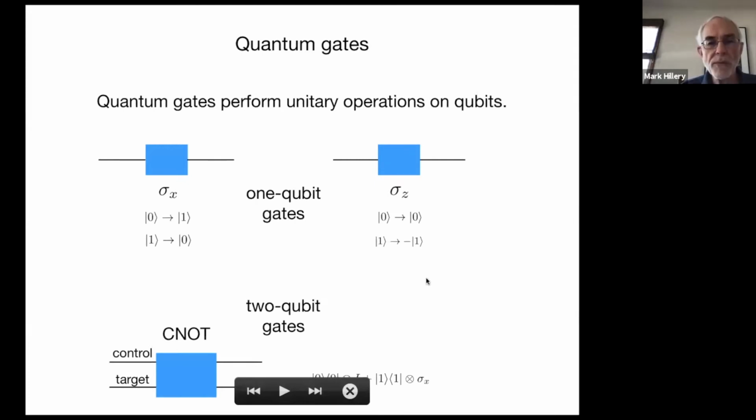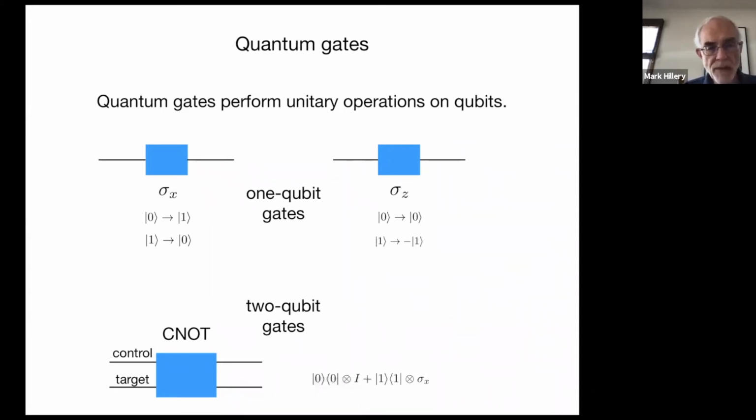Now, once you've got the quantum bits, you want to be able to do things with them, and that is done via quantum gates. And so here are three commonly appearing quantum gates. The first one, the sigma x, that's just in the Pauli matrix notation. That's a bit flip. So it takes a 0 and maps it onto a 1. So if I put in a 0 at the input, a 1 will come out. If I put in a 1 at the input, a 0 will come out.